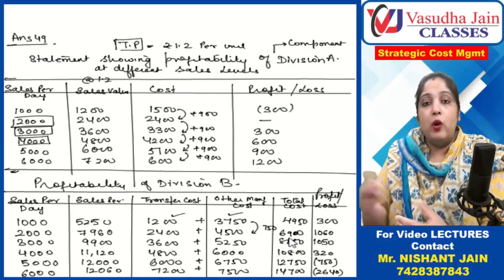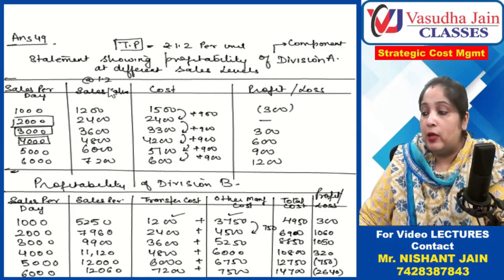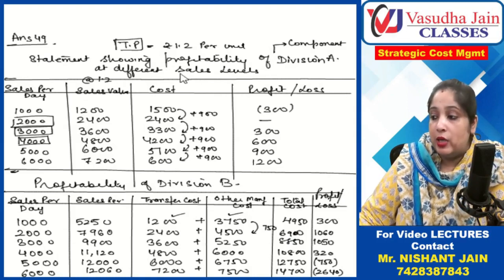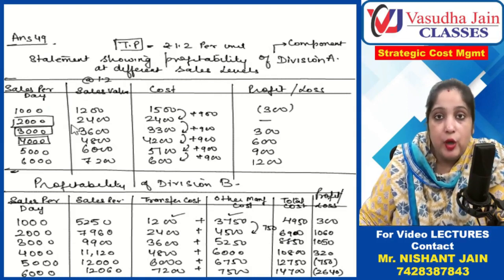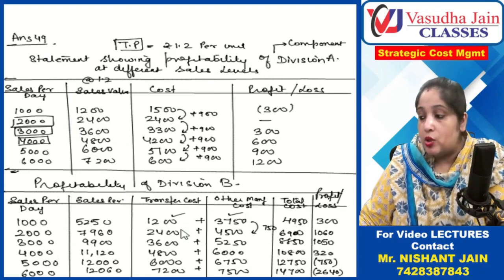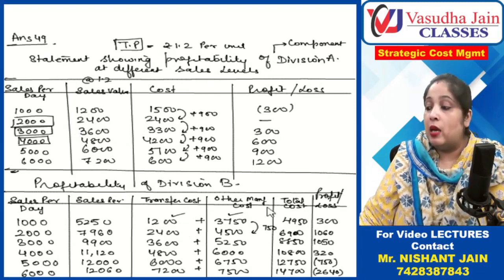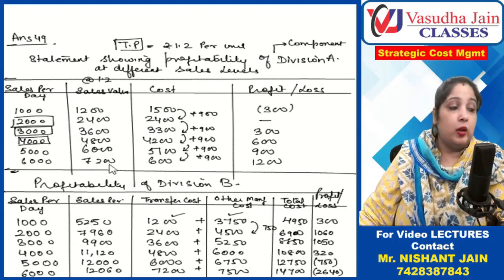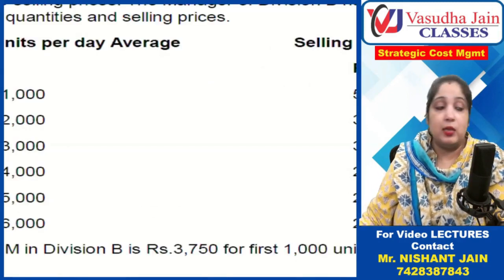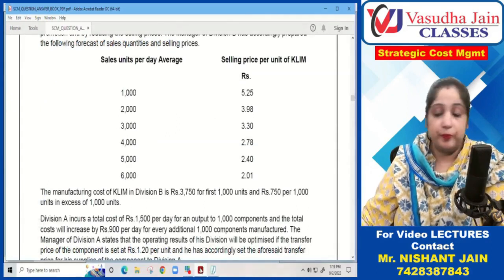Clear? So what have you learned out of this? Just that whatever the cost is involved in division A, whatever is the revenue of division A, that is the cost of division B, because division B is only purchasing from division A, plus it is incurring its own cost also. Now let us go back to question and see what is asked in this B part of the question.